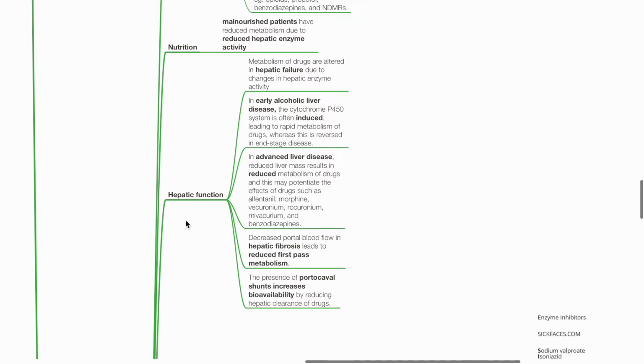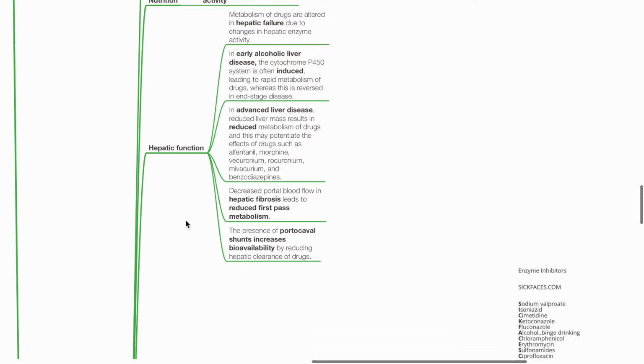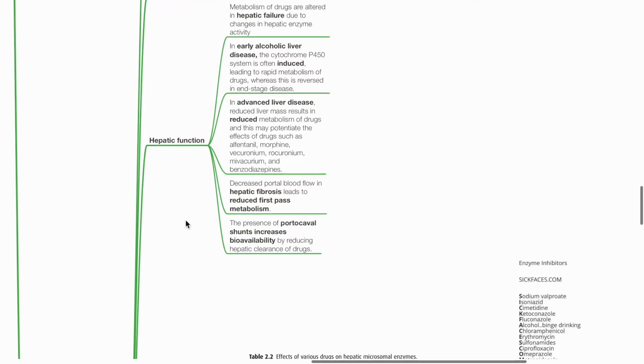In early alcoholic liver disease, the cytochrome P450 enzyme system is often induced, leading to rapid metabolism of drugs, whereas this is reversed in end-stage liver disease. In advanced liver disease, reduced liver mass results in reduced metabolism of drugs, and this may potentiate the effects of drugs such as alfentanil, morphine, vecuronium, rocuronium, mivacurium, and benzodiazepines. Decreased portal blood flow in hepatic fibrosis leads to reduced first-pass metabolism and increased bioavailability. The presence of portocaval shunts increases bioavailability by reducing hepatic clearance of drugs.